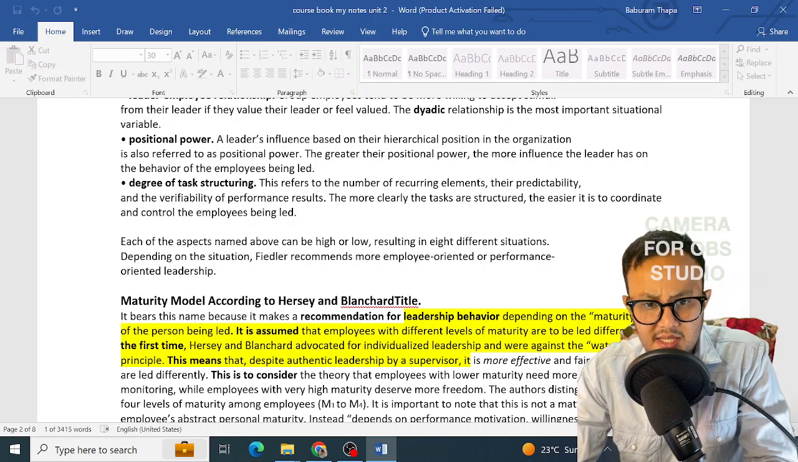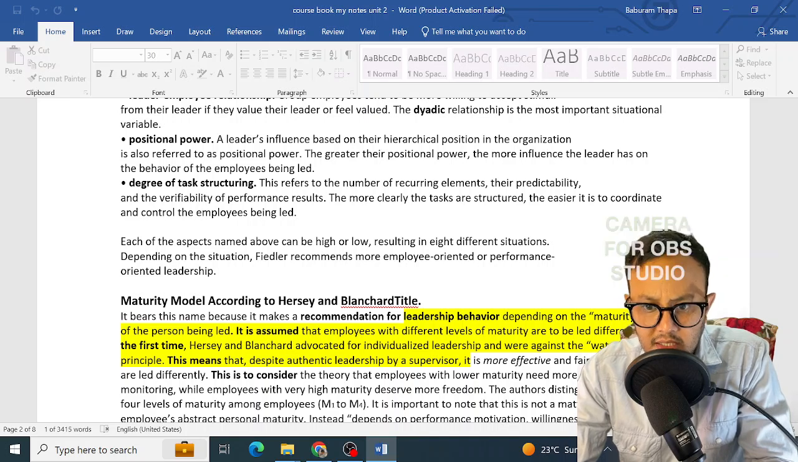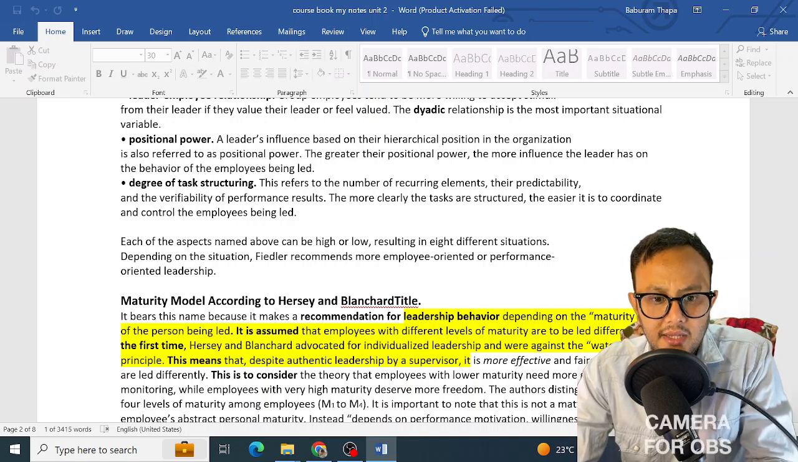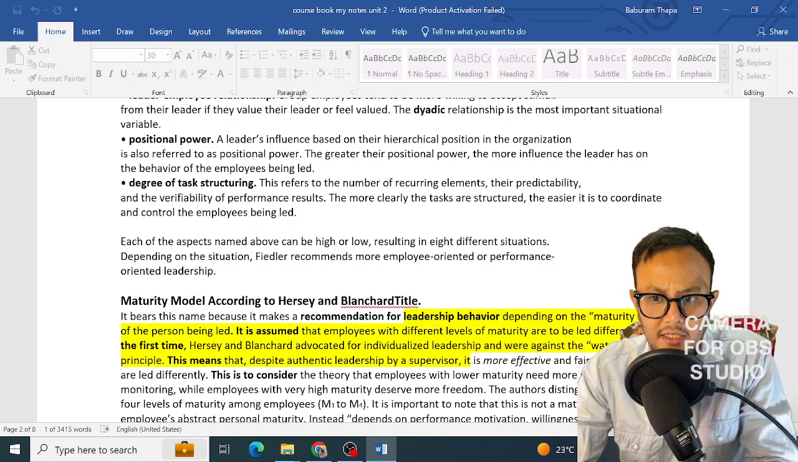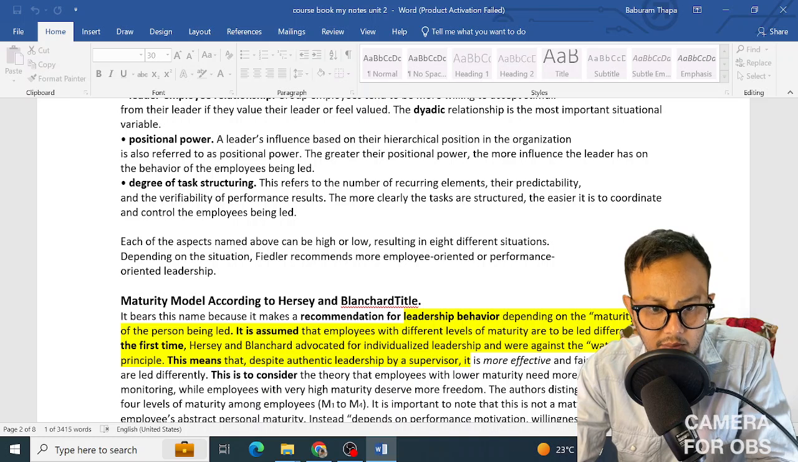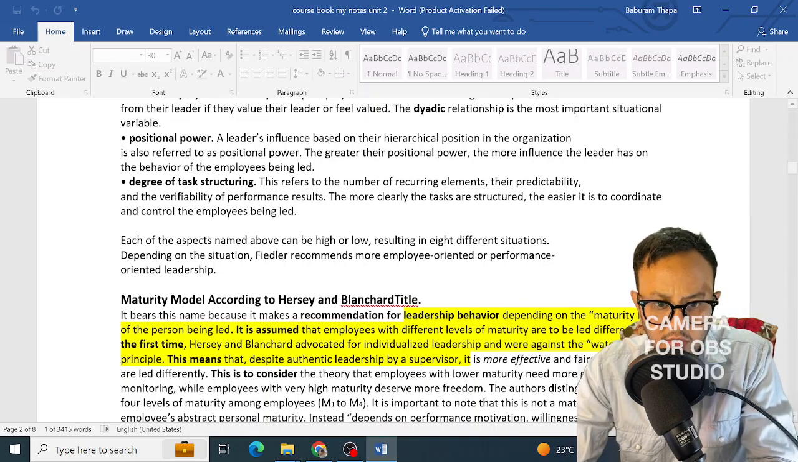So degree of task structuring. This refers to the number of structuring elements, their predictability, and the verifiability of performance results. The more clearly the tasks are structured, the easier it is to coordinate and control the employees being led. Right? If it is more structured, it is easier to coordinate and control the employees being led.